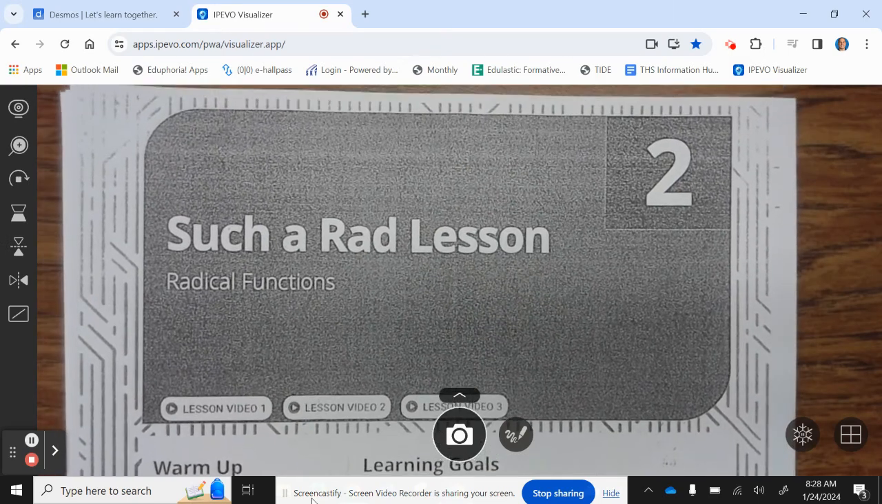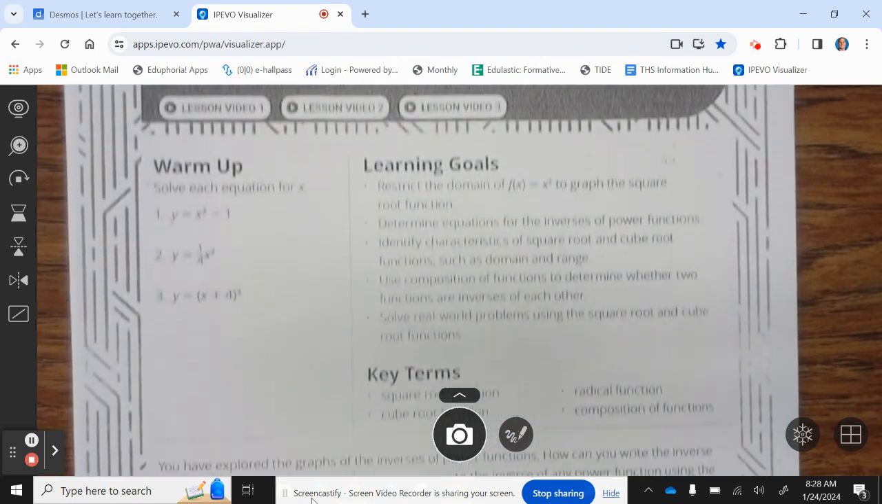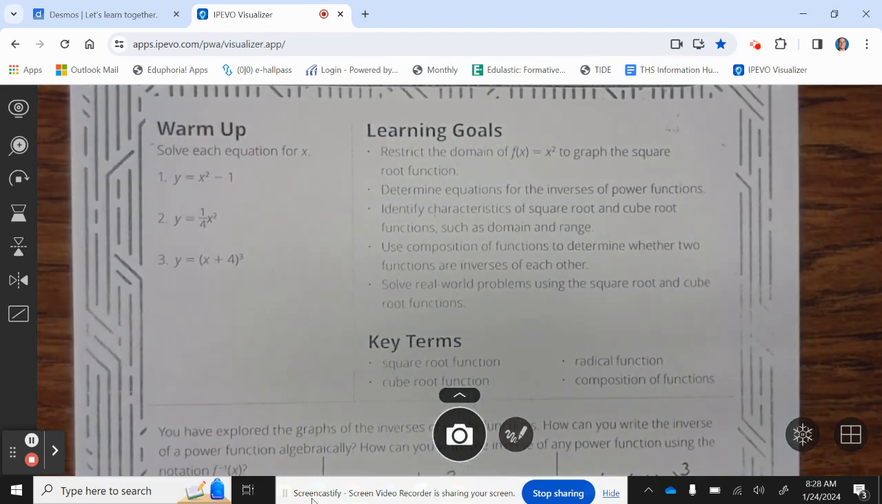Okay, Wildcats, today we're going to start a lesson on radical functions. Warm up: solve each equation for x.